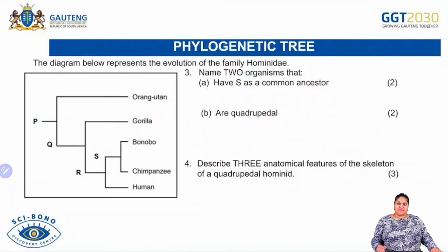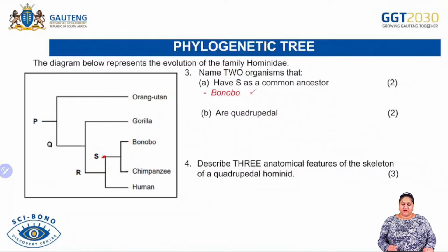Then we come to the next question. Name 2 organisms that have S as a common ancestor. Okay, so we go to S. Where is S? And then the 2 that have S as a common ancestor is the bonobo and the chimpanzee. See, here's S. So these are the 2. Right, bonobo and the chimpanzee.